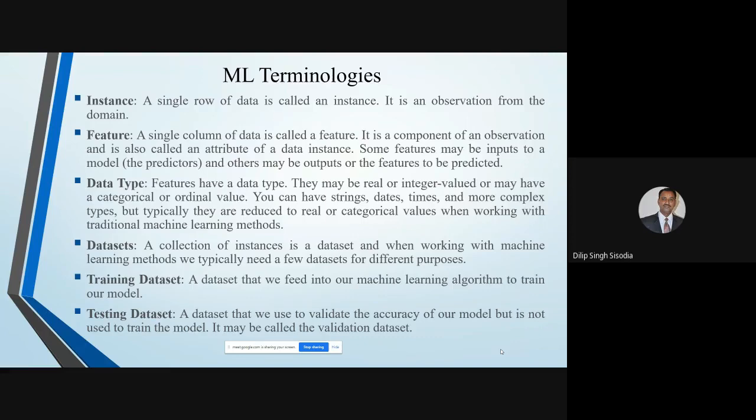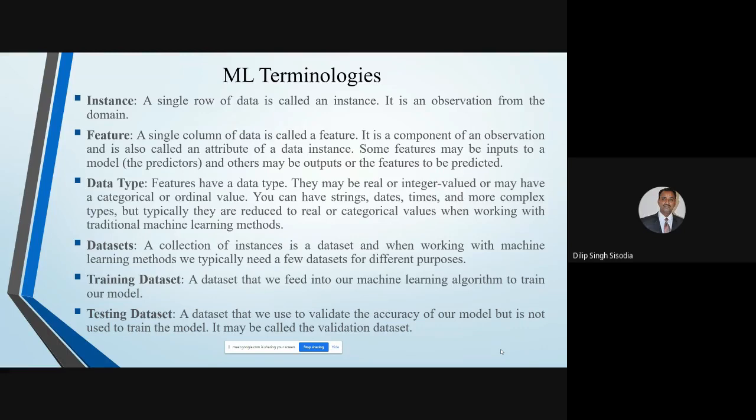Data type: these attributes or features are represented by data type. It can be anything. It can be a string, dates, or time. Just suppose we are dealing with natural language processing, then it can be some words. So date, time, numerical, or some complex data. But these data are reduced to real or categorical values when working with our traditional model. It can be anything, but we have to reduce it to either categorical or real values.